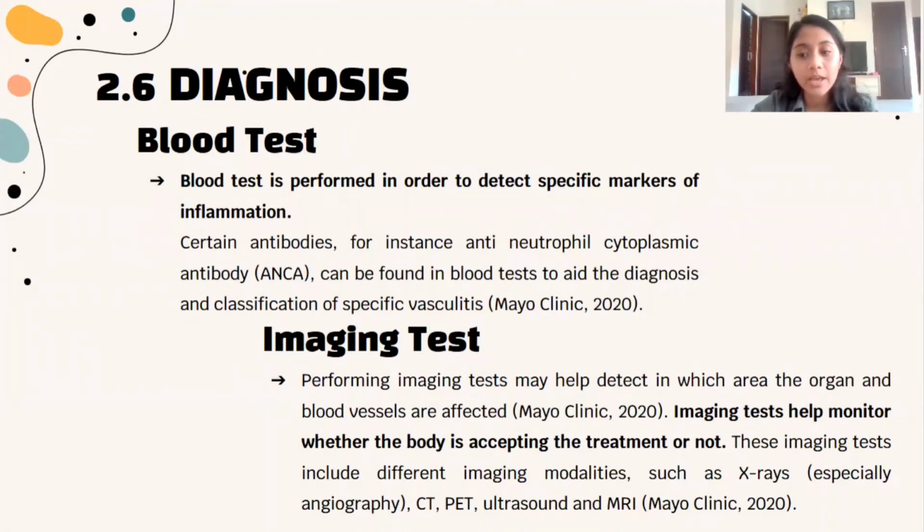And besides the angiography procedure, CT scan is more effective to evaluate abnormalities because it can visualize internal complications in any organ systems. And next, in diagnosing LVV or large vessel vasculitis, we can use PET or CT scan. PET itself can help to diagnose LVV, particularly Takayasu arteritis and giant cell arteritis, by detecting hypermetabolism within the vessel.